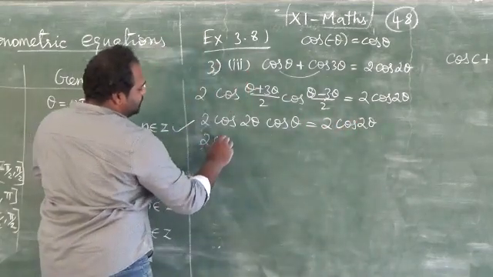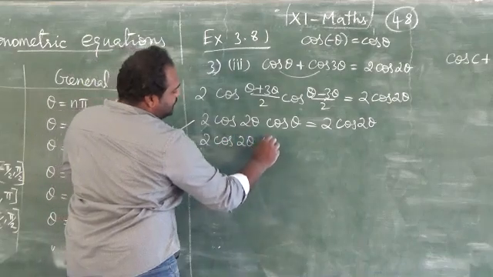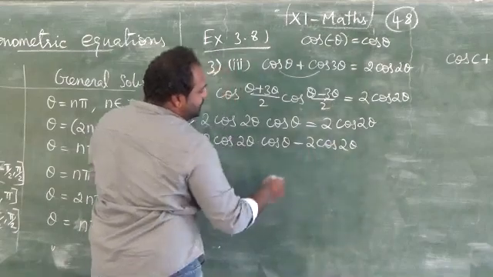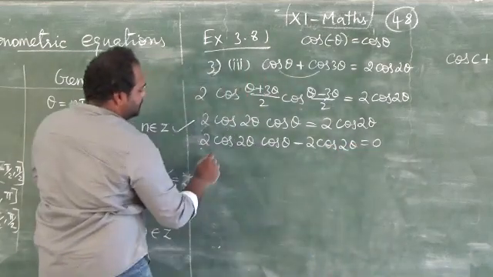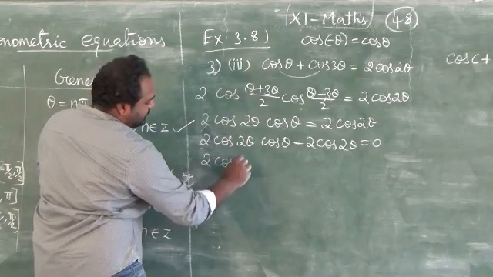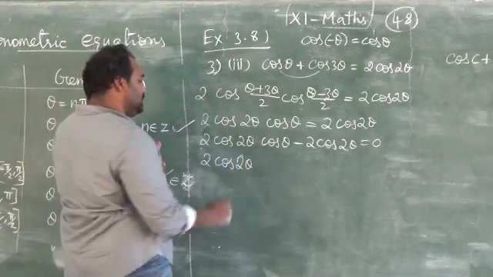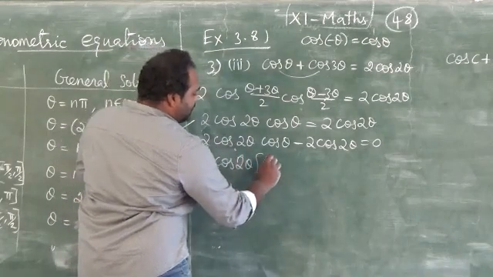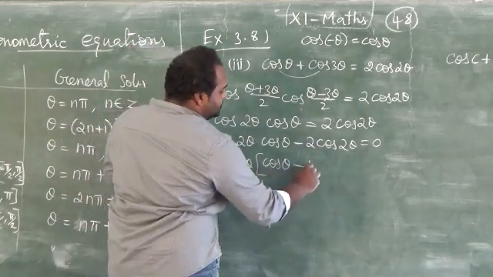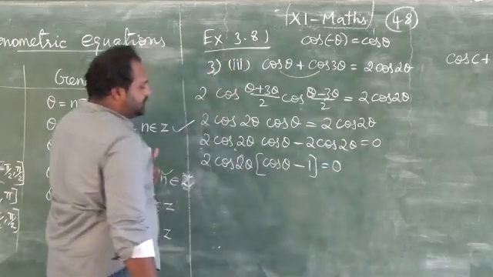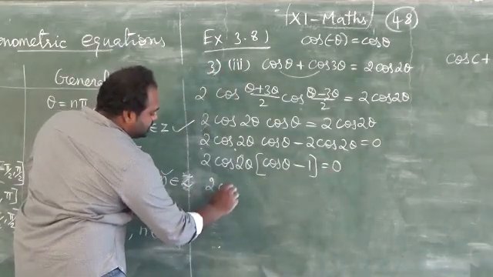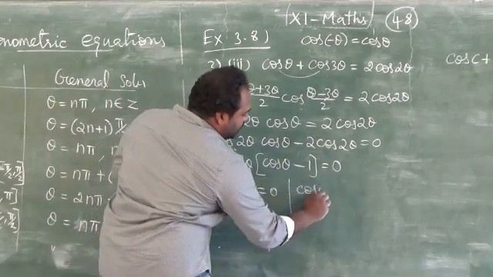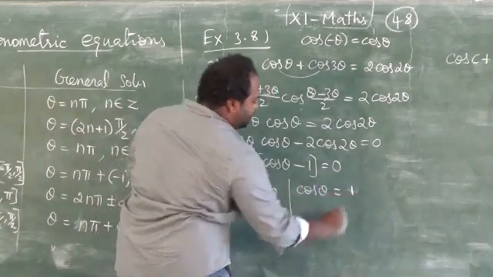Here 2 cos 2 theta cos theta, minus 2 cos 2 theta, I am just carrying to this side, equal to 0. Here 2 cos 2 theta can be taken out. If you take this one inside, cos theta minus 1 equal to 0. So 2 cos 2 theta equal to 0 is one factor, and cos theta equal to plus 1 is the other factor.